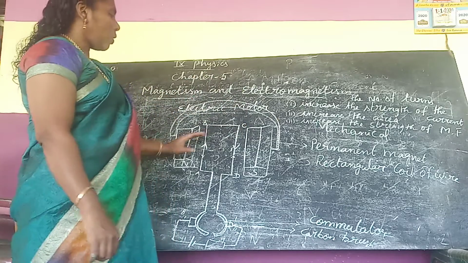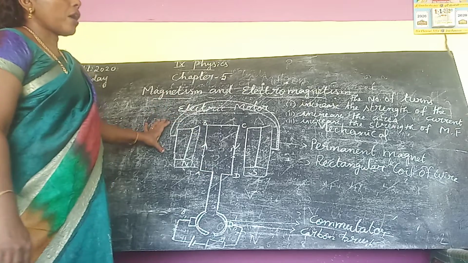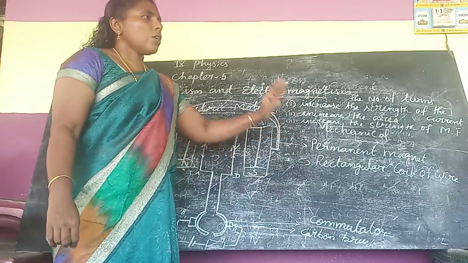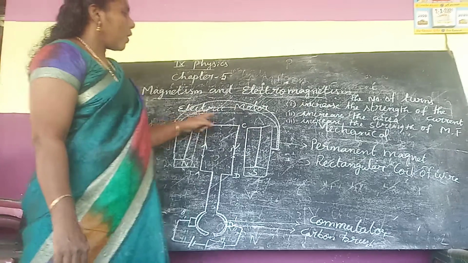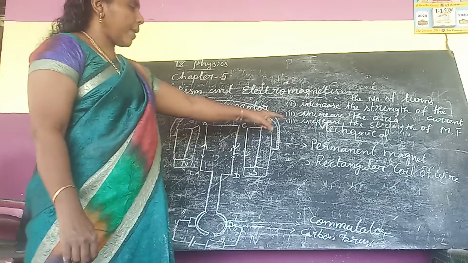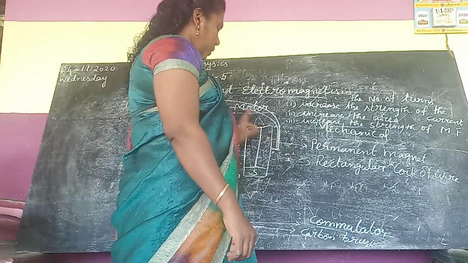After that, you have to draw the diagram. I'm thinking all the students know how to draw the diagram. You have to draw the diagram and mark the parts, very very important, mark the parts. Your book's question is, what are the parts of the electric motor. So you have to draw this diagram and mark the parts.